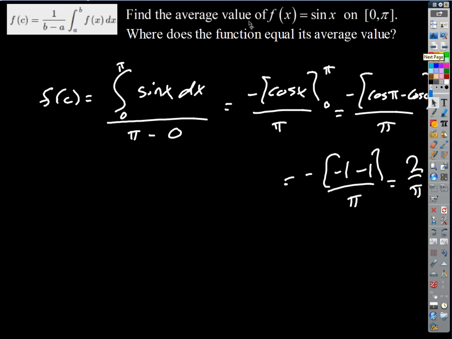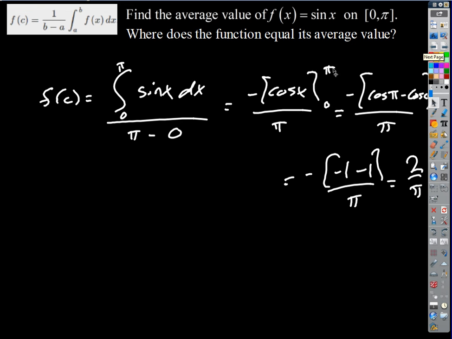If we want to know the average value of the function f of x equals sine x on the interval from 0 to pi, the average value is going to be the area under the curve divided by the width of the interval, which is just pi. 0 to pi is a width of pi. The antiderivative of sine is minus cosine, and then we just have to evaluate that from 0 to pi.